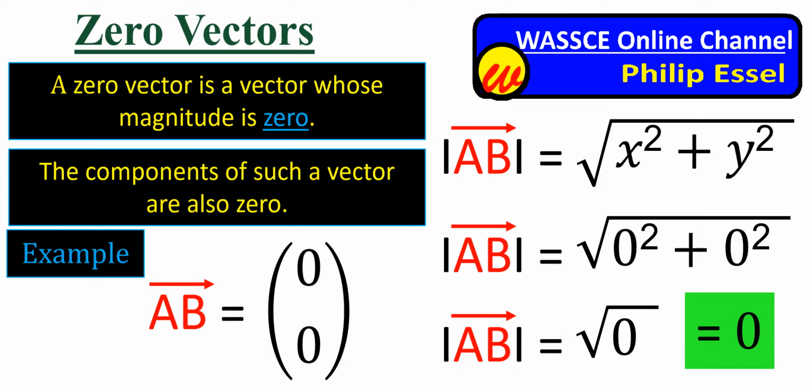So two things are clear here. The magnitude of a zero vector is 0, and its components, that's the x and the y components, are also zeros. So that's all you need to know about zero vectors. Let's look at unit vectors.